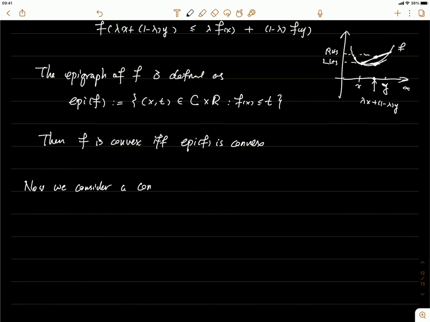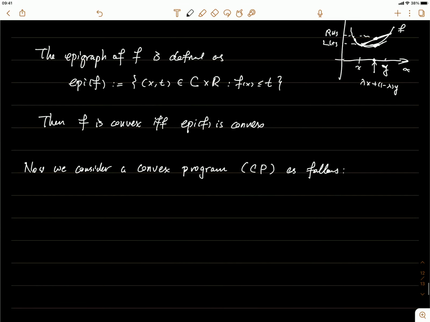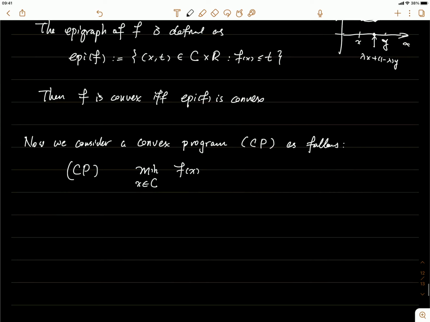Now we consider a convex functional. Convex program, sometimes called CP. So this problem is written in the following way. So we write this as a CP. Let's try to minimize the functional f of x, where x is some point in a convex set, such that g1 of x is less than or equal to 0, g2 is less than or equal to 0, all the way to gm less than or equal to 0.